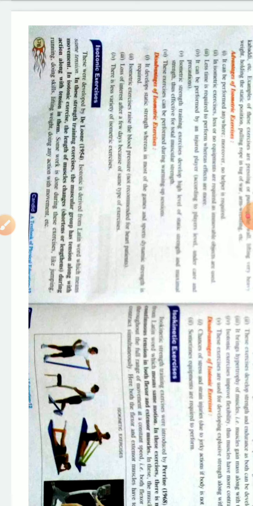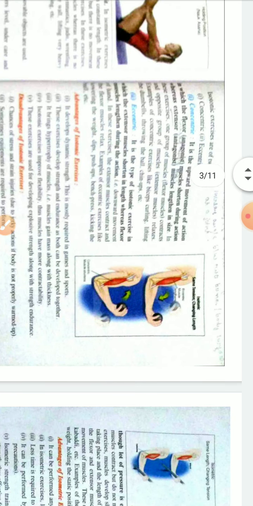Isotonic exercise is of two types: concentric and eccentric. Concentric means upward movement of actions in which the flexor, meaning bending muscle, becomes short during the action, whereas the extensor, meaning straightening muscle, lengthens. For example, lifting the dumbbell is upward movement, where our flexor muscle becomes short and our extensor muscle lengthens. This is known as concentric.